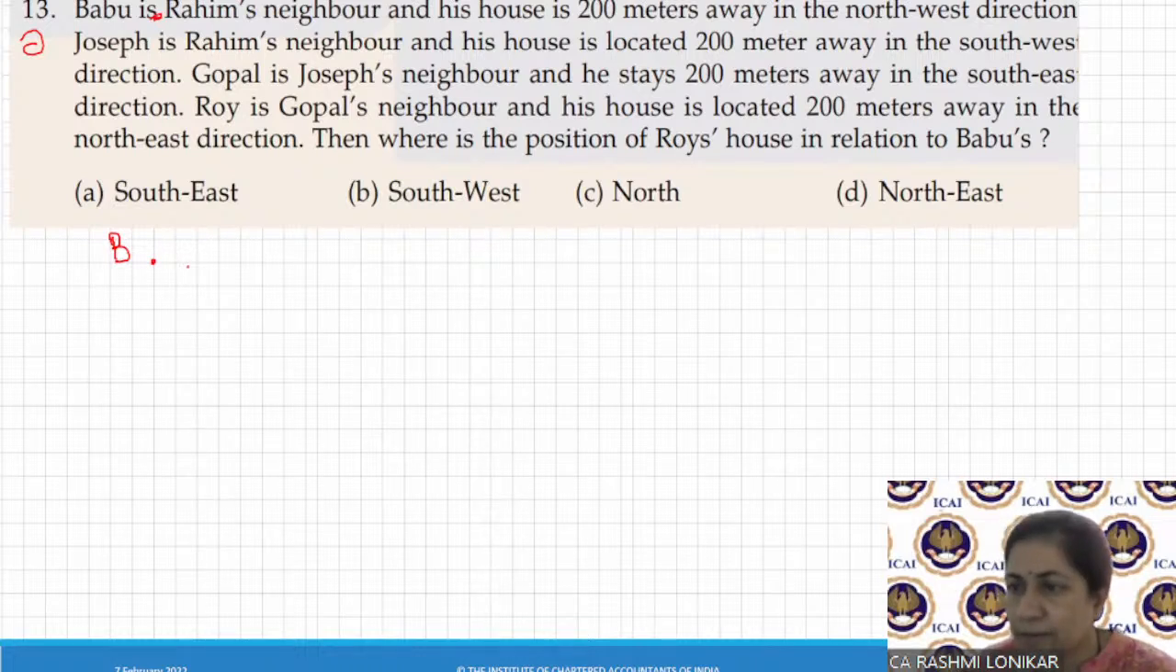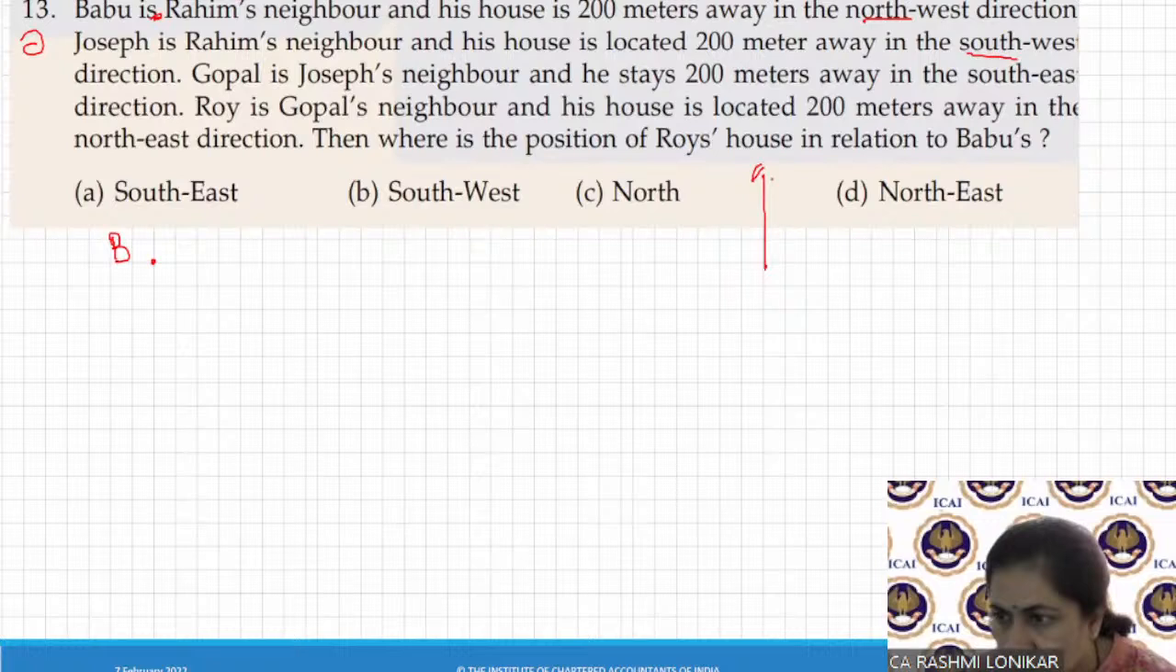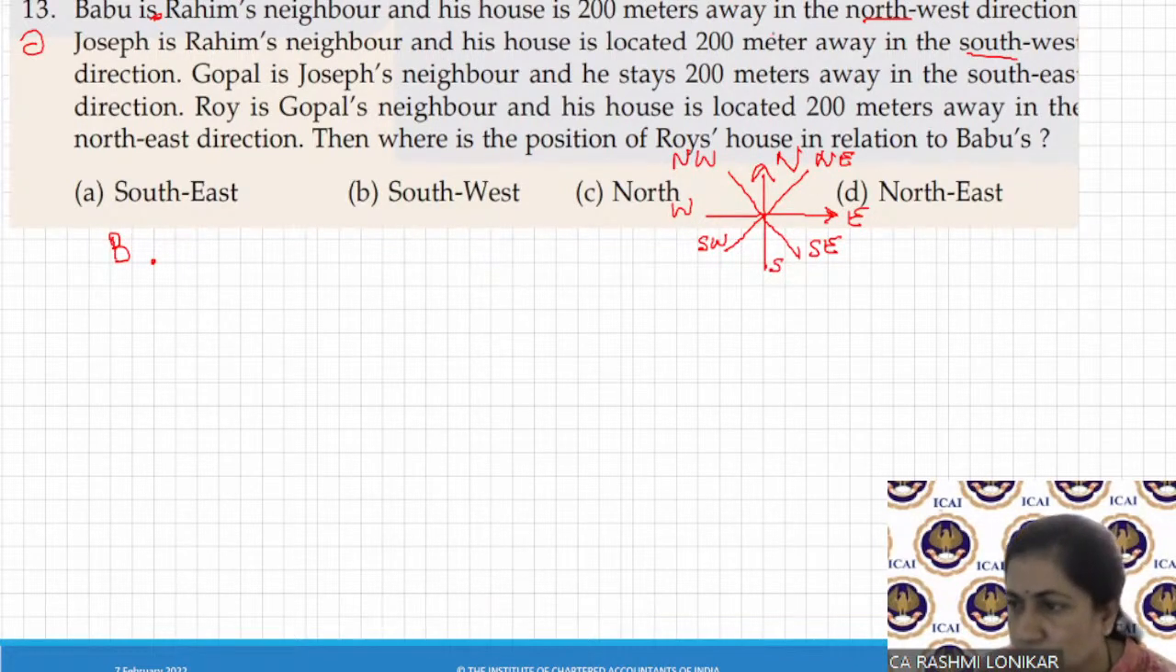So I have to first take the reference, because here I can see northwest, here I can see southwest. So I must know the direction. This is my north. This is my northeast. This is my southwest. This is my northwest. This is my southeast. And this is my east. This is my west. And this is my south. So I've already drawn this for you. Now just let me change the color.